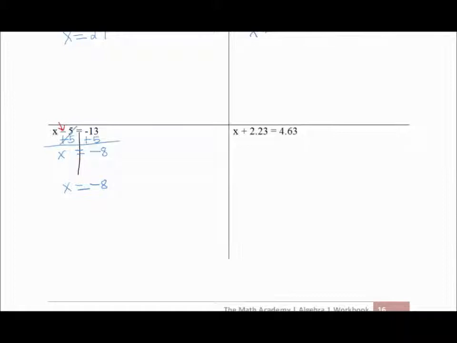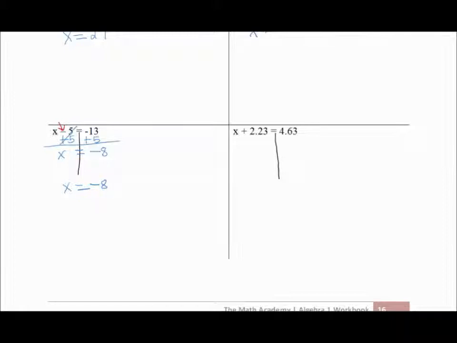And then the last one, I have x plus 2.23 is equal to 4.63. Let me draw my little line down. Whatever you do to the left, you have to do it to the right. Remember that through every lesson solving equations. If you do it to the left side, you have to do it to the right. That's how you keep your equations equal. Okay?